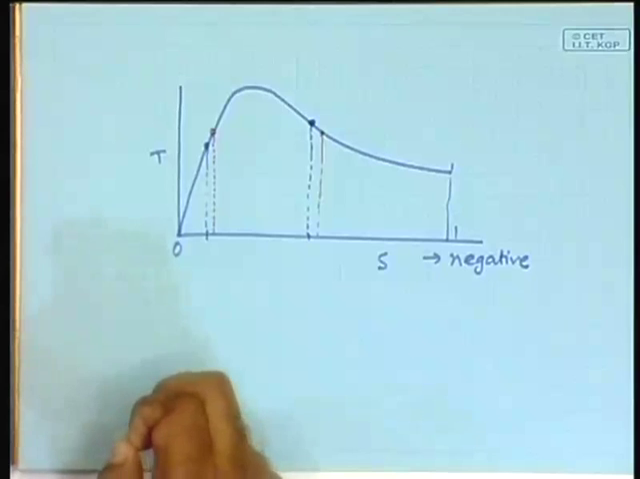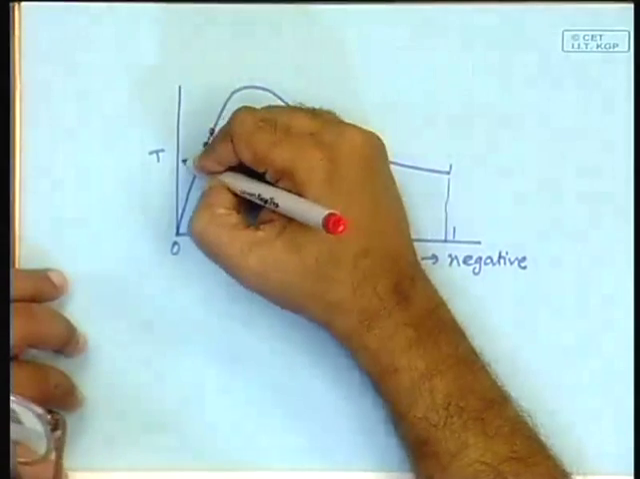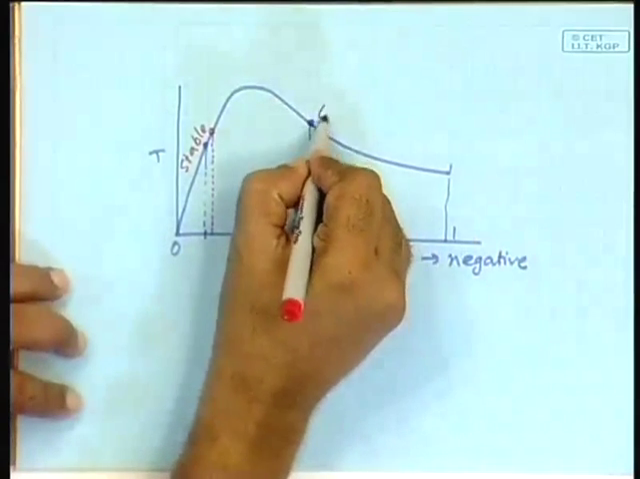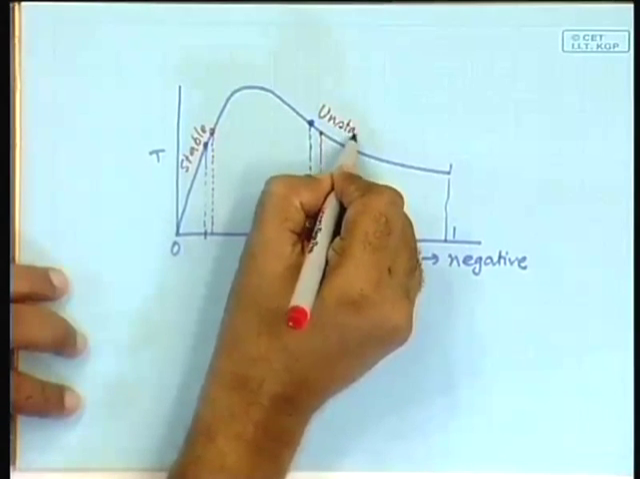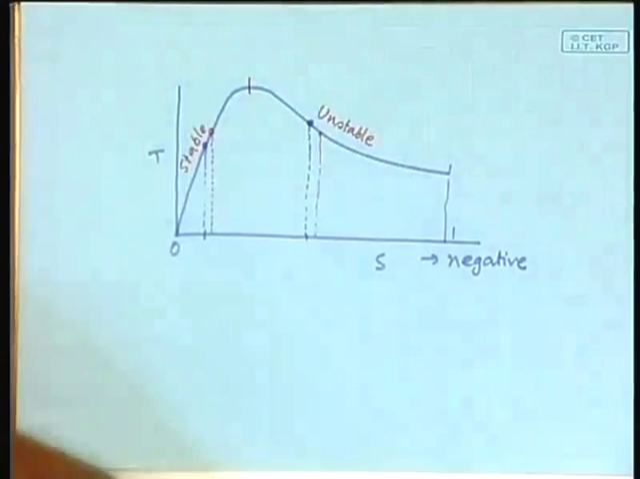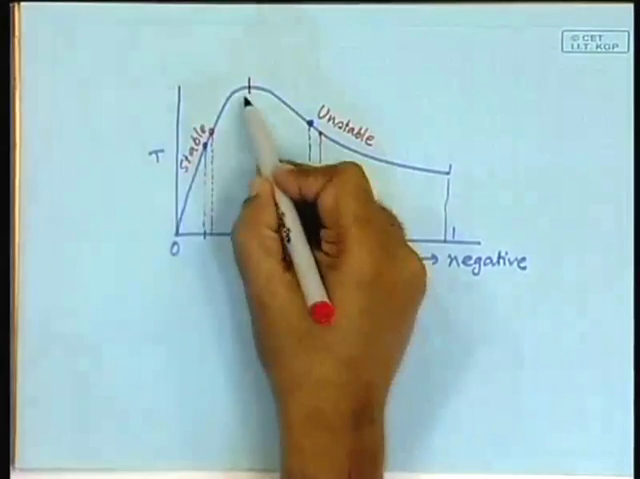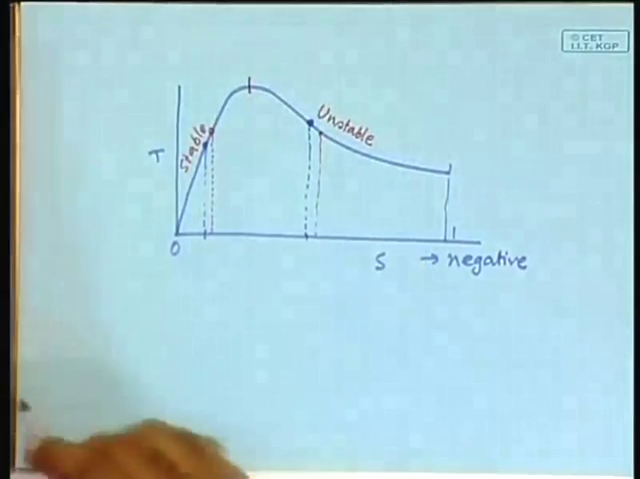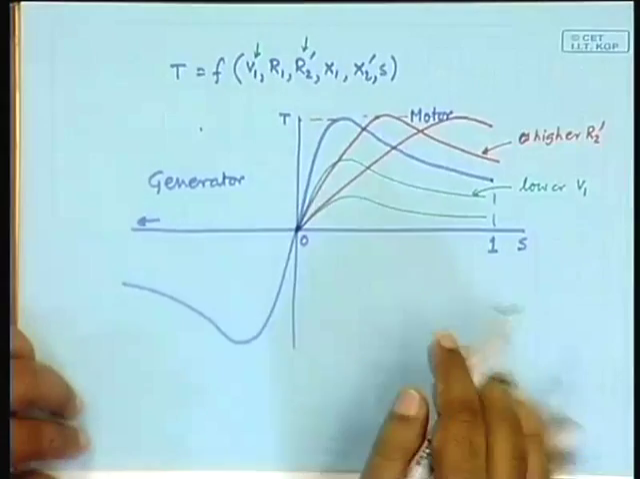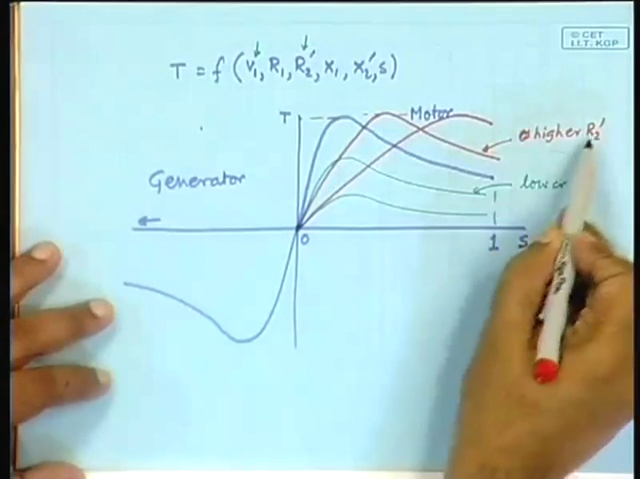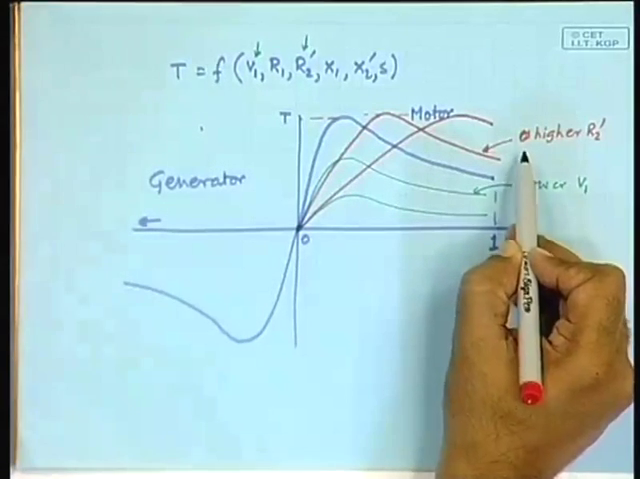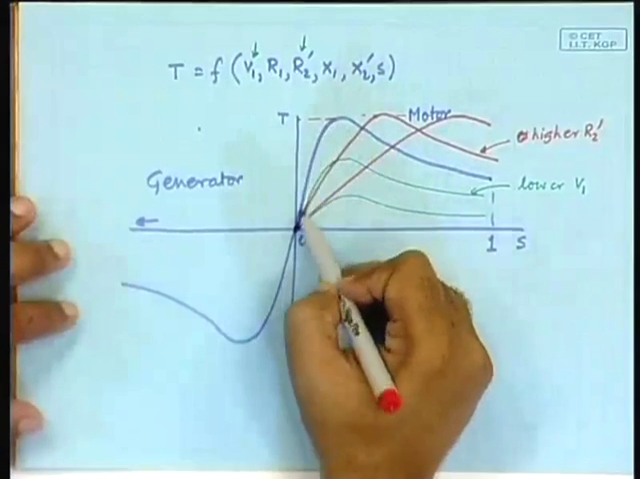All right. So this is the stable zone, and this is the unstable zone. And here is the dividing line. So you have to work here, and you would notice, if you look at this, that the lower the rotor resistance, that means the better the machine, the more steep this part is.